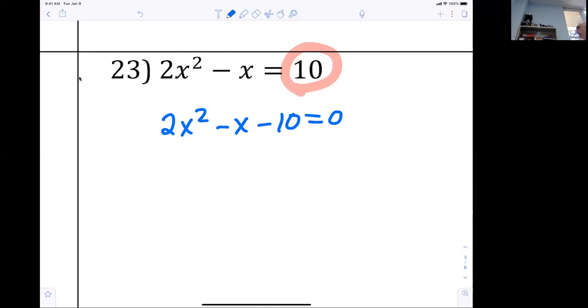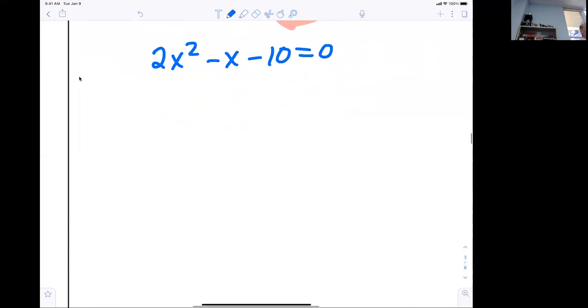Now is it possible to factor? Yes. So because we are geniuses, all right. What do you find?